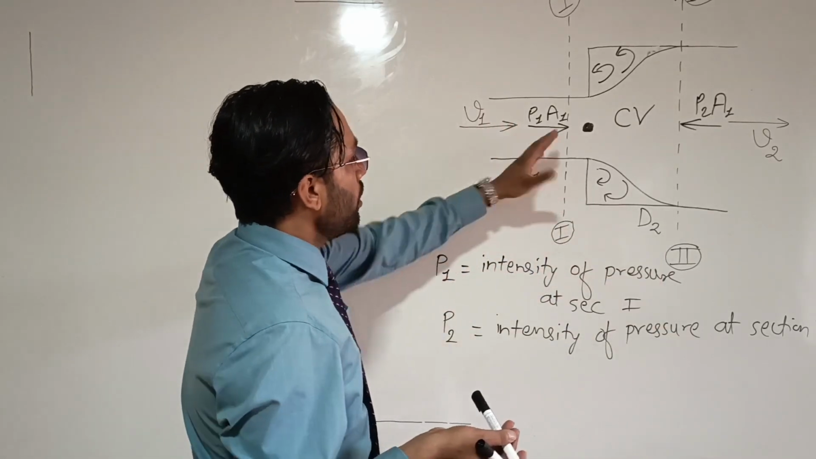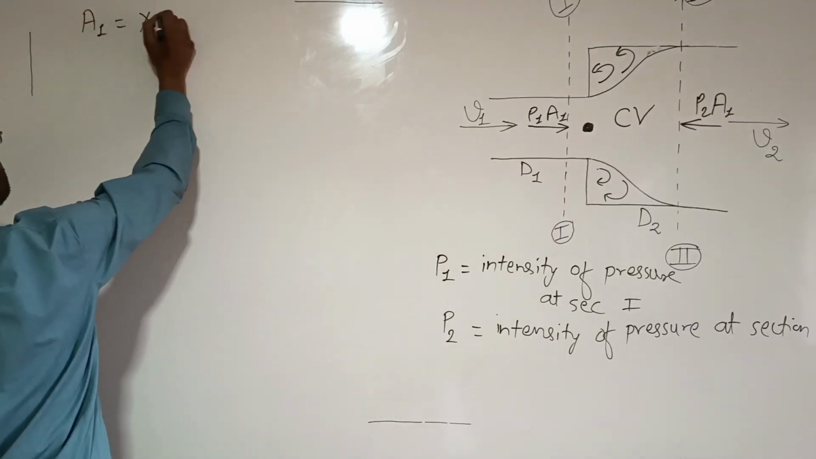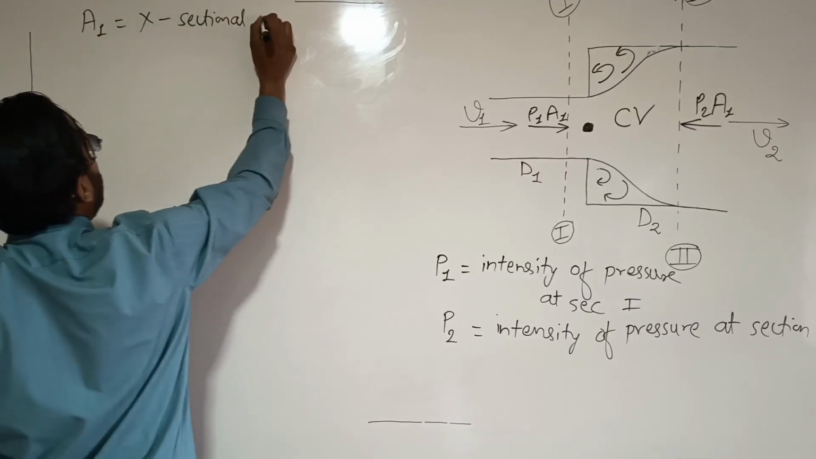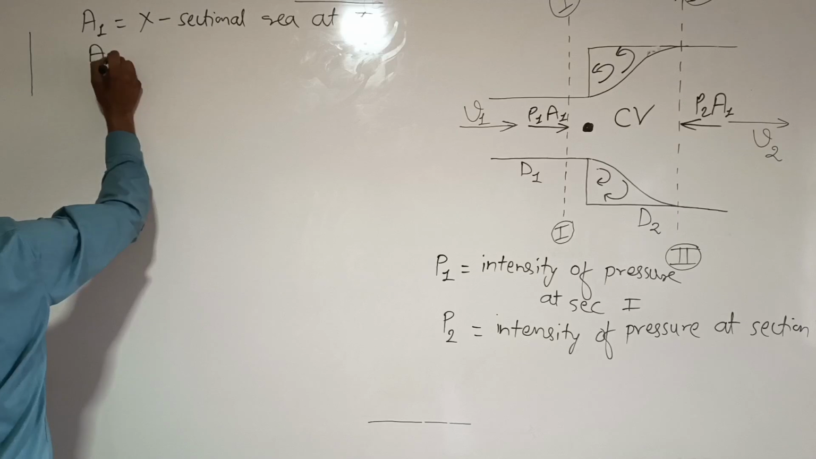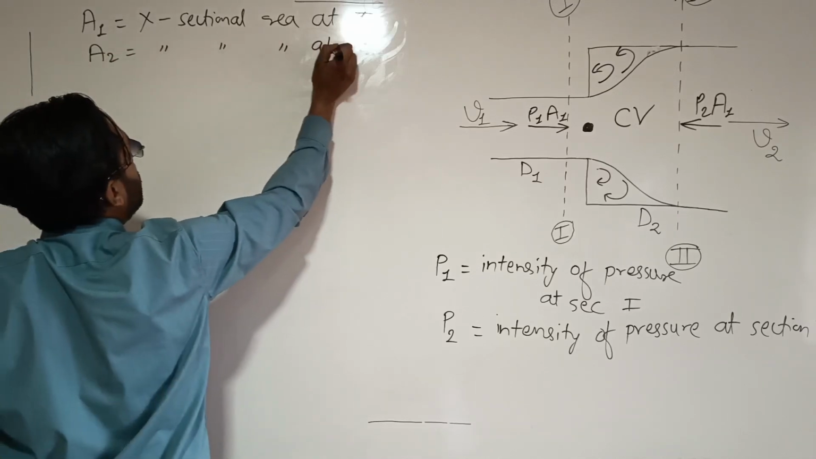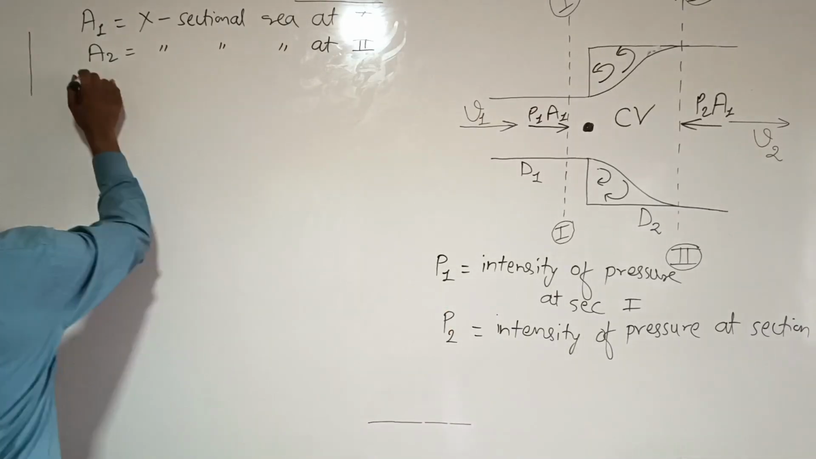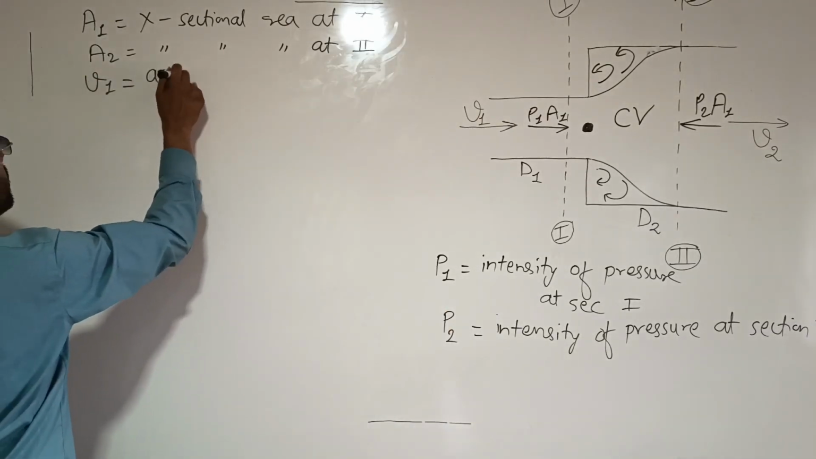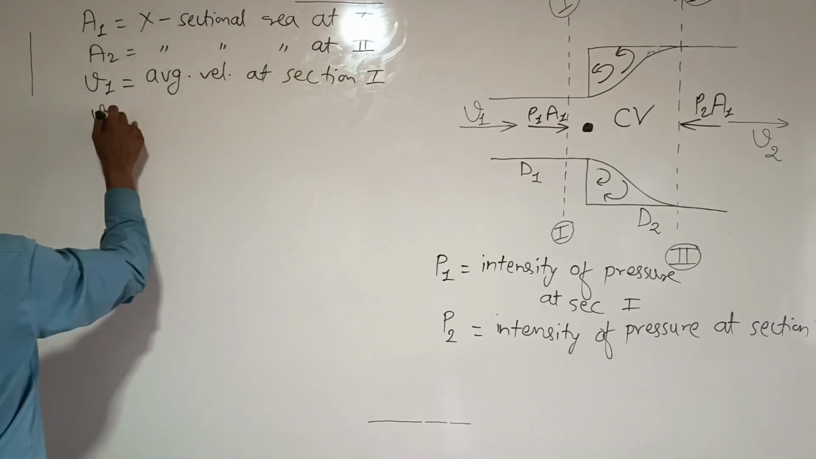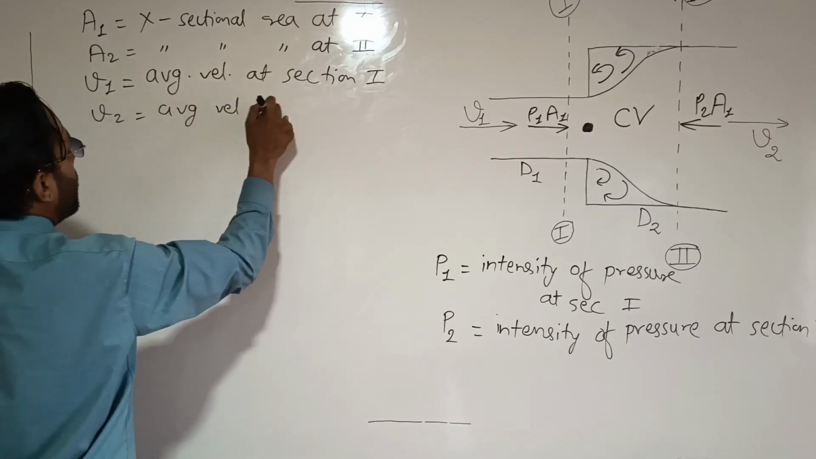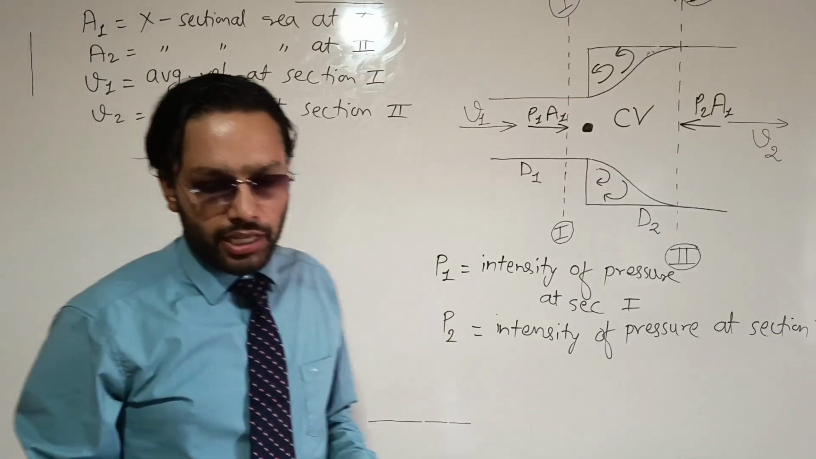So P1 and P2 are this, and A1 is the cross-sectional area at section 1, and A2 is the cross-sectional area at section 2. V1 is the average velocity at section 1, and V2 is the average velocity at section 2, because there is a change in velocity due to the change in diameter.